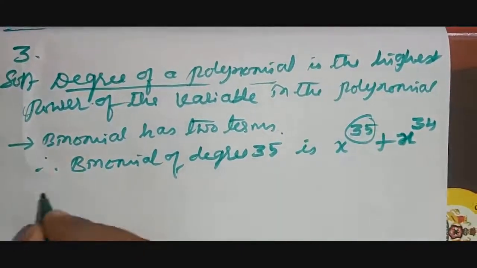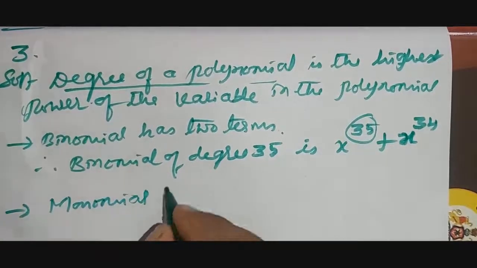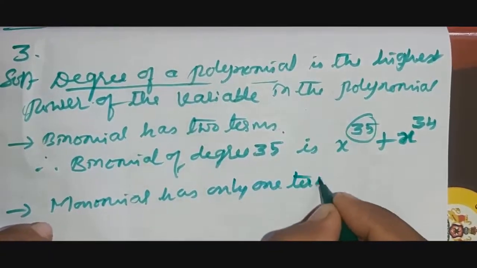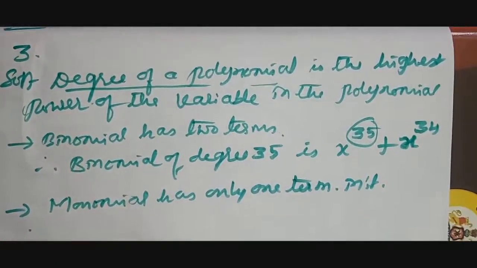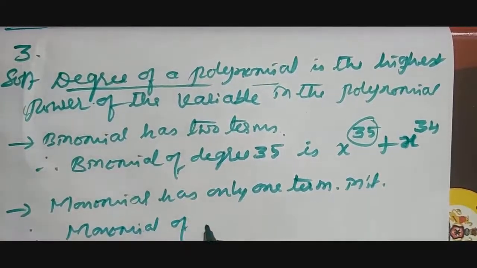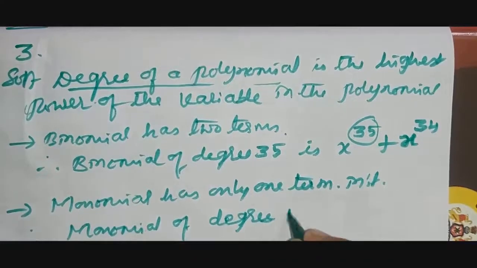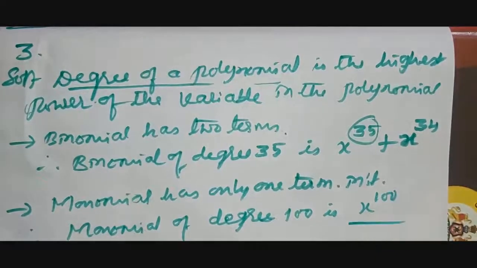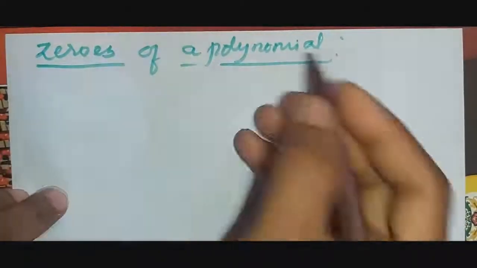Next, a monomial has only one term, one term in it. Therefore, a monomial of degree 100, how can it be written? It is x to the power of 100. This is the right answer. Okay, dear students, now let us discuss the zeros of a polynomial.